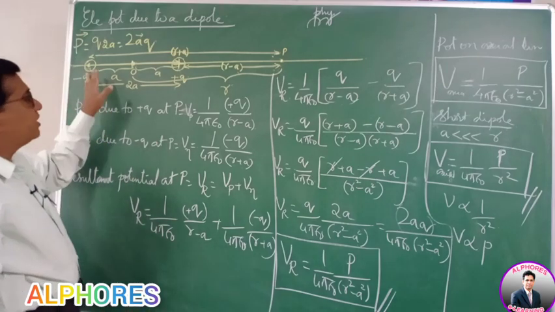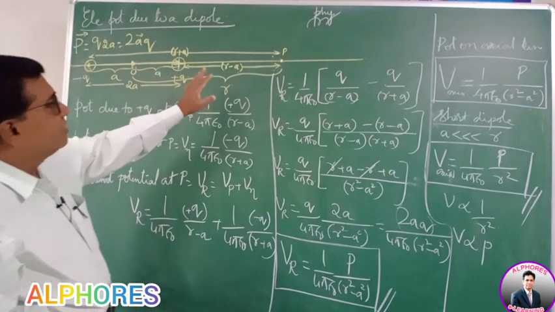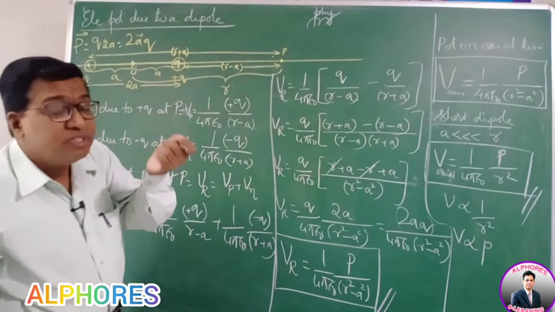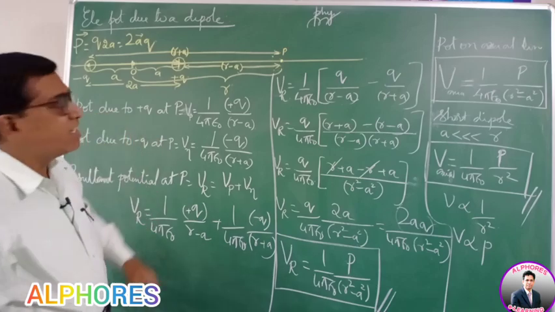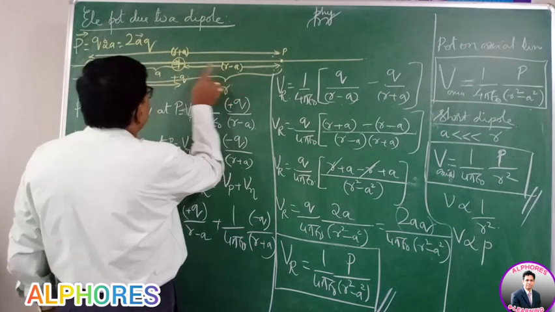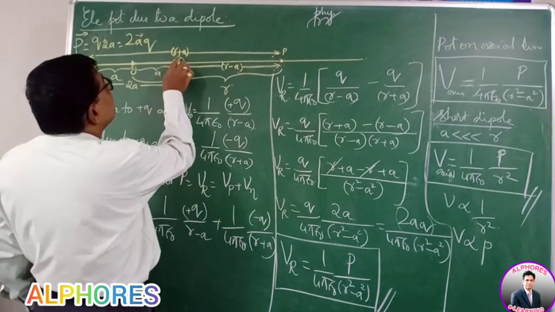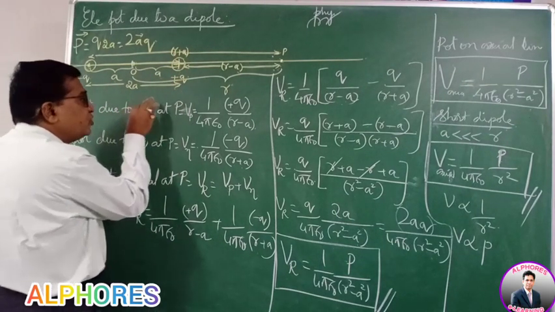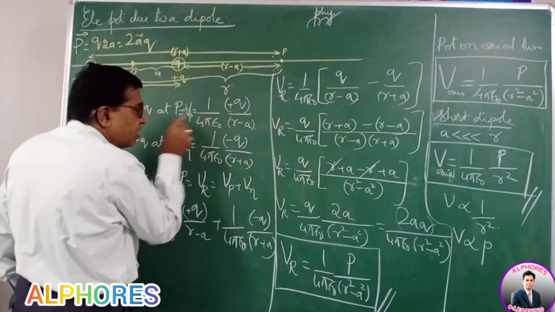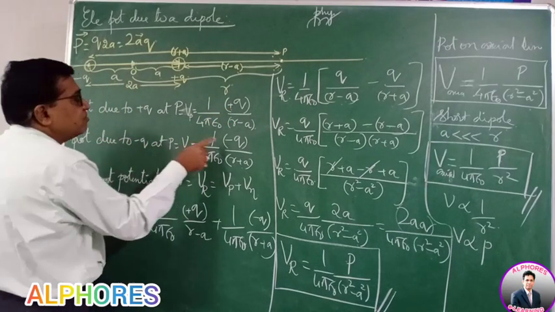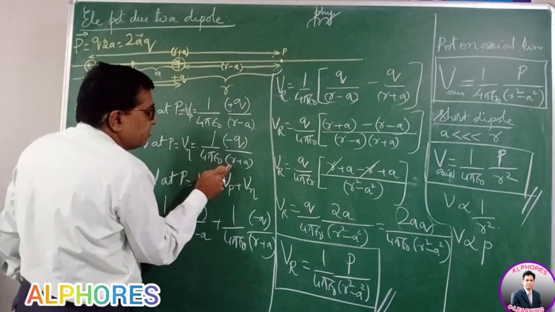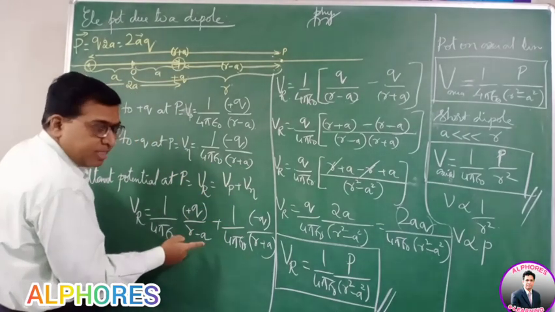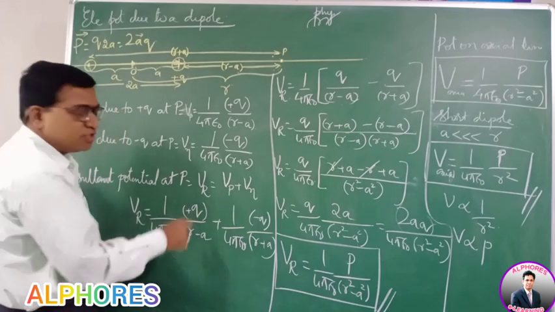So for the potential due to a dipole, I have considered a point P on the axial line at a distance r. I have found the respective distances from each charge. From positive charge it is r minus a, from the negative charge it is r plus a distance. Then potential due to positive charge is plus q by r minus a, due to negative charge minus q by total distance r plus a. Well, net potential is the algebraic sum, so add them algebraically. 1 by 4 epsilon q by r minus a, minus q by r plus a.